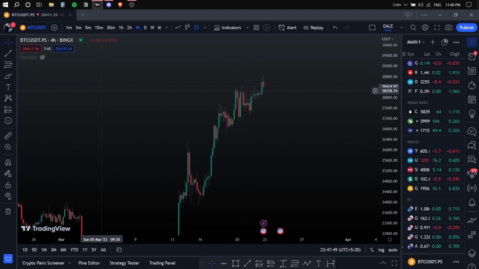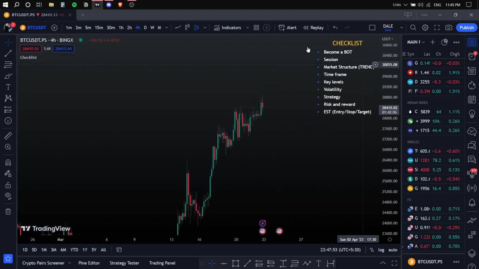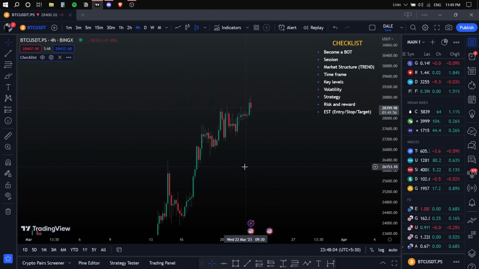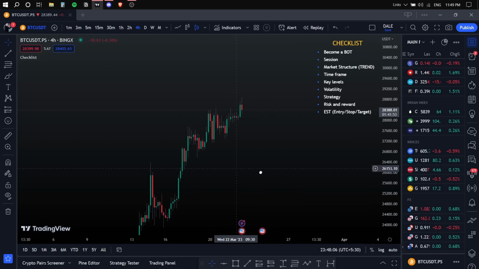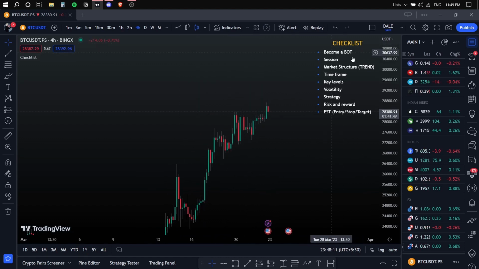So first things first. I have it all here on my chart. You can get this indicator or something, you don't really need to, but you can have something like this. But I'll just share this on my chart. Okay, the first step is this one.